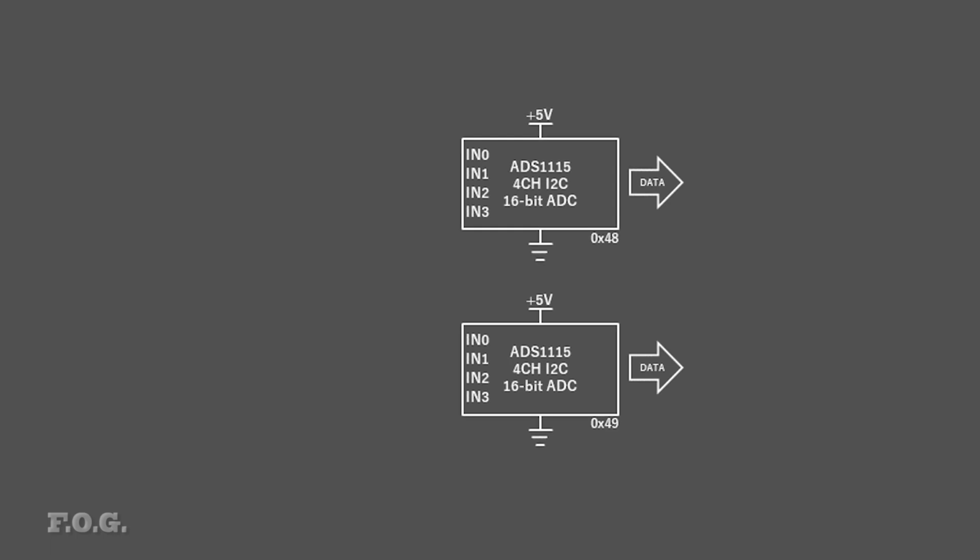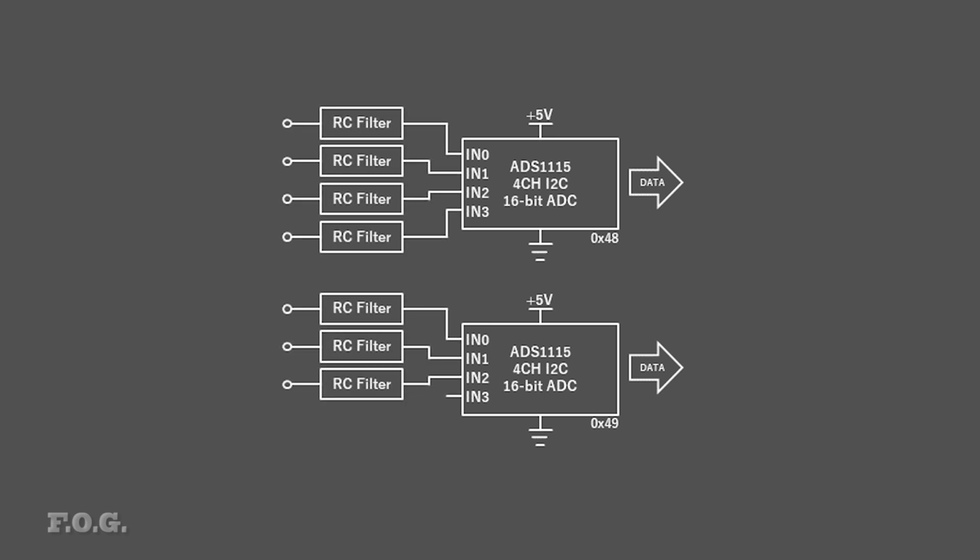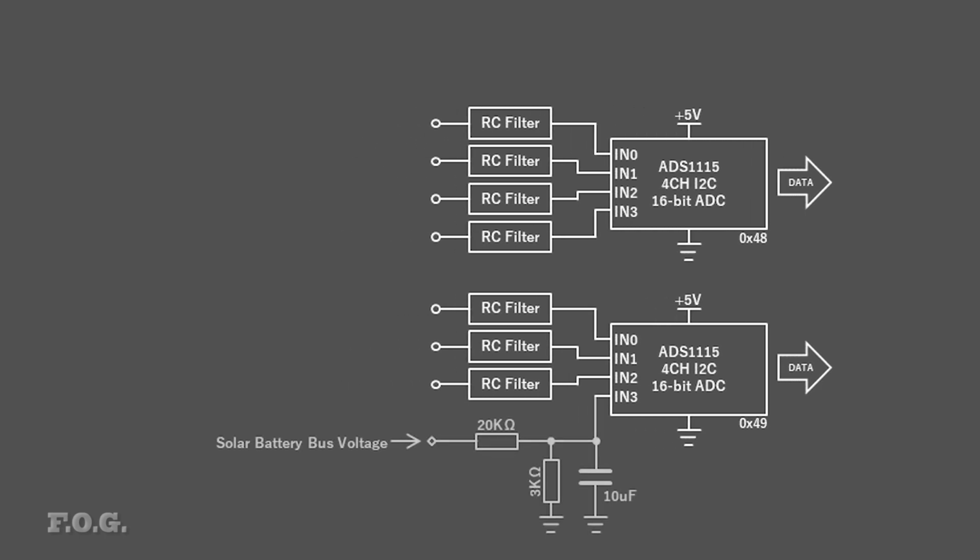There are 2 ADS1115s connected to the same I2C bus. This gives me a total of 8 analog inputs. The first 7 inputs are for the shunts, each with a dedicated RC filter. The 8th input is set up with a voltage divider with a filter cap, and this is used to measure the voltage on the solar battery bus.